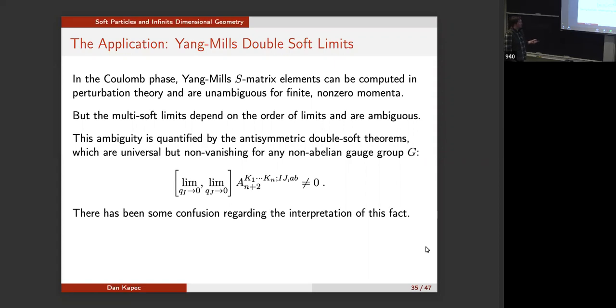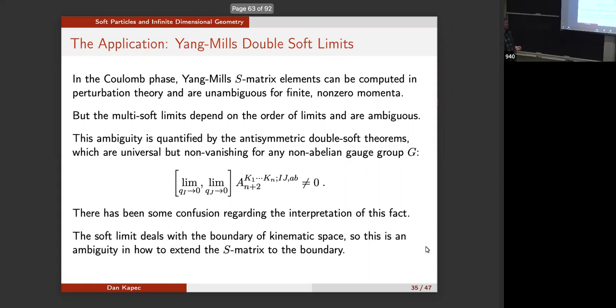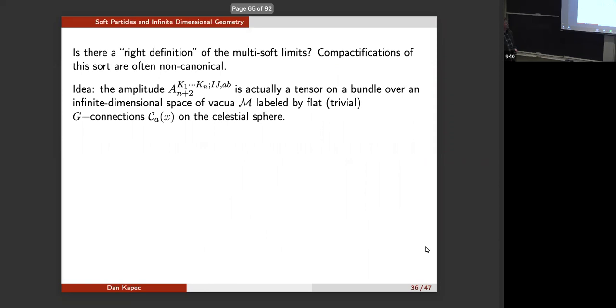And for a while, at least within the celestial conformal field theory literature, but I think also really more generally just in terms of the definition of the Yang-Mills S matrix, this caused a little bit of confusion. And so it's basically a question of what is the right or most natural extension of the S matrix to the boundary of its domain of definition. Is there some good definition for that? And the idea is that no, there's just no canonical extension, basically for the same reason that there's no universal way of relating 2 points on a curved space. So the idea is that all the amplitudes in Yang-Mills theory, when you actually have gapless degrees of freedom, they're tensors on some bundle over an infinite dimensional space of vacua, which, as I'll describe in a moment, is basically labeled by flat G connections on the celestial sphere. So that's a statement which has more or less been understood, at least classically, for a couple of years.